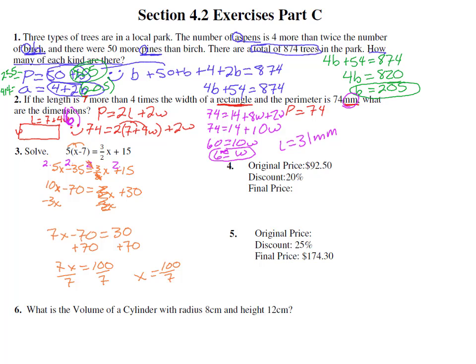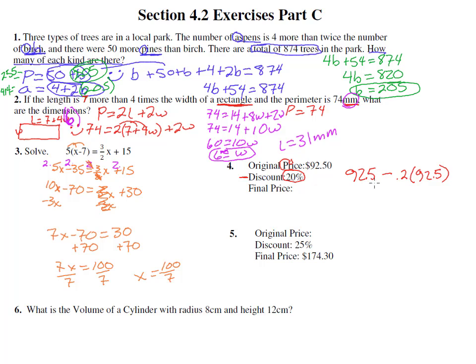Number 4, we now have an original price of $92.50 and a discount, which is a subtraction, a discount of 20%. So we're going to take 20% of the original price. And we have that number, so we don't even need a variable. 0.2 times 92.50, and we're going to subtract that from 92.50.